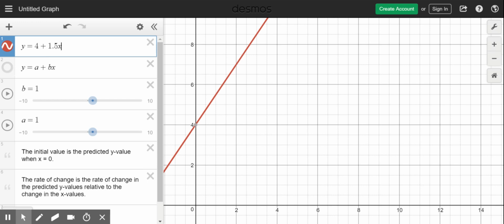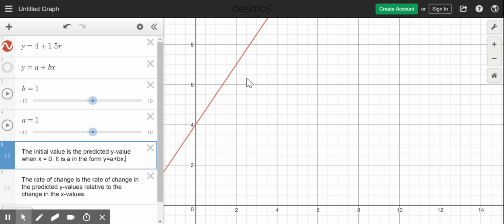And in an equation like this, it is always the constant that is not multiplied by x. Okay, so maybe I'll add that here. It is a in the form y equals a plus bx. Okay. So that's the initial value. The other number, the 1.5, that one is maybe harder to see. So for that, I'm going to use the aid of what I have here.